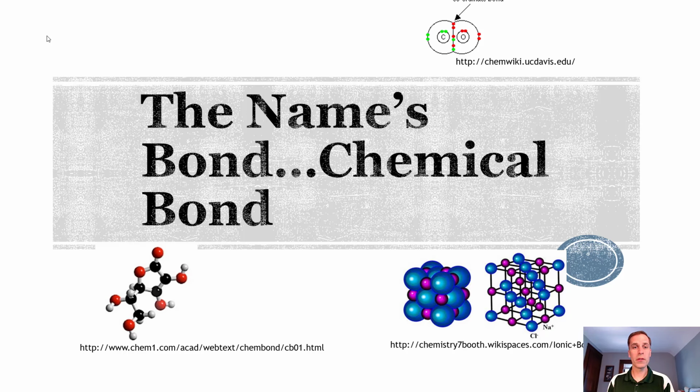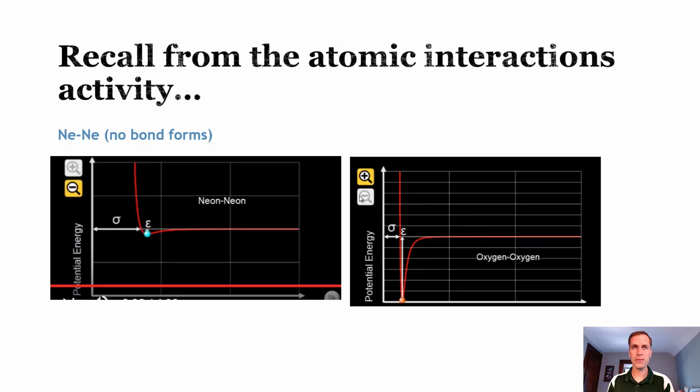In this video, we're going to be looking a little bit more at chemical bonds and what causes a chemical bond and why they form. From the other activity that we did on atomic interactions, you would have seen that there are different kinds of interactions that we actually saw, right? So here we have an example of neon-neon interacting, and over here we have two oxygen atoms interacting.